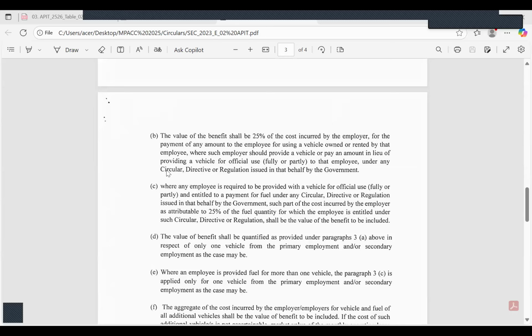The name is not given in that circular, the designation is given in that circular, and for this position vehicle allowance is entitled. At that time what we have to do is consider only 25% of that total amount.